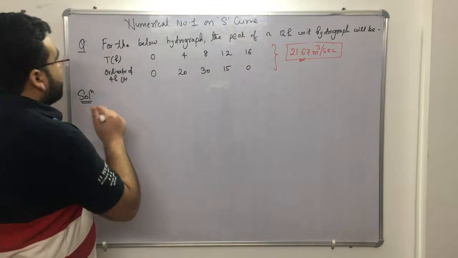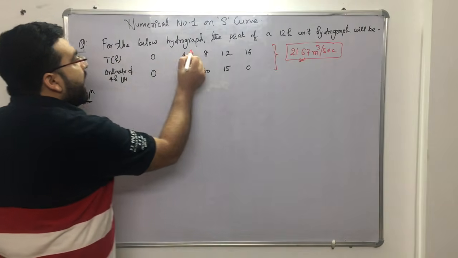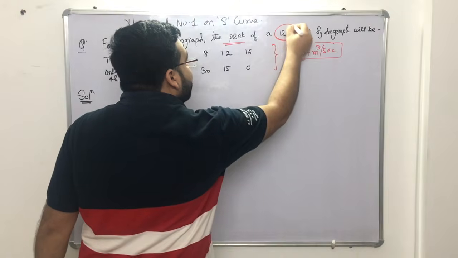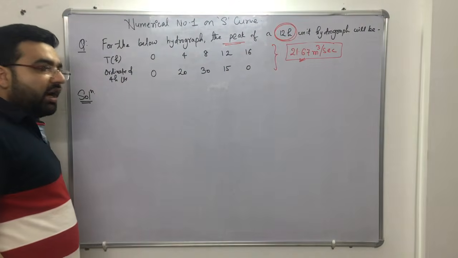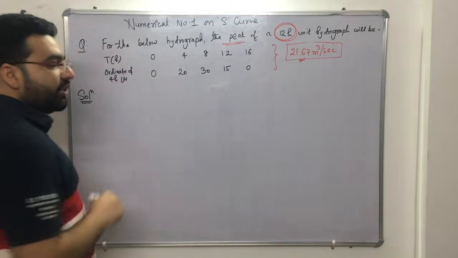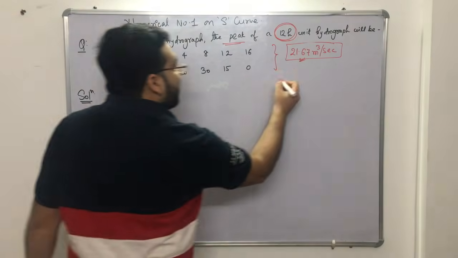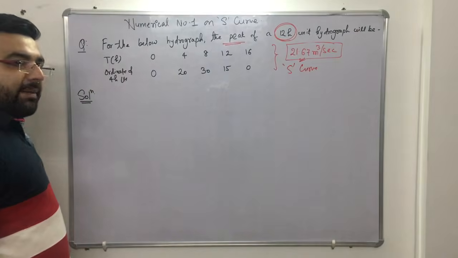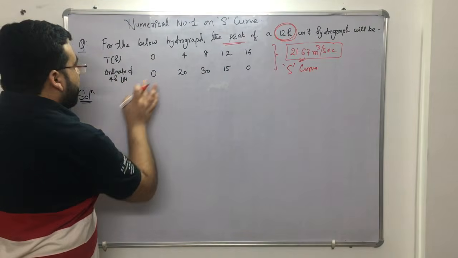Clear? So the question is the same, for the below hydrograph, we have to calculate the peak of a 12-hour unit hydrograph. So we will use the S curve technique. So step 1. First of all, let us write the time period.